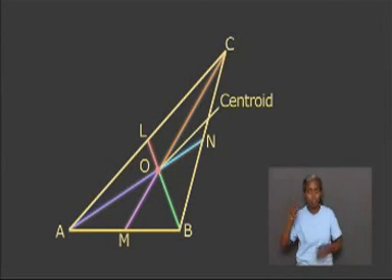Today, we have learned that the medians of a triangle are concurrent at a point 2/3 of the distance from each vertex at the midpoint of the opposite side. That is all for today's lesson. Next time, we will learn about the altitudes of triangles.